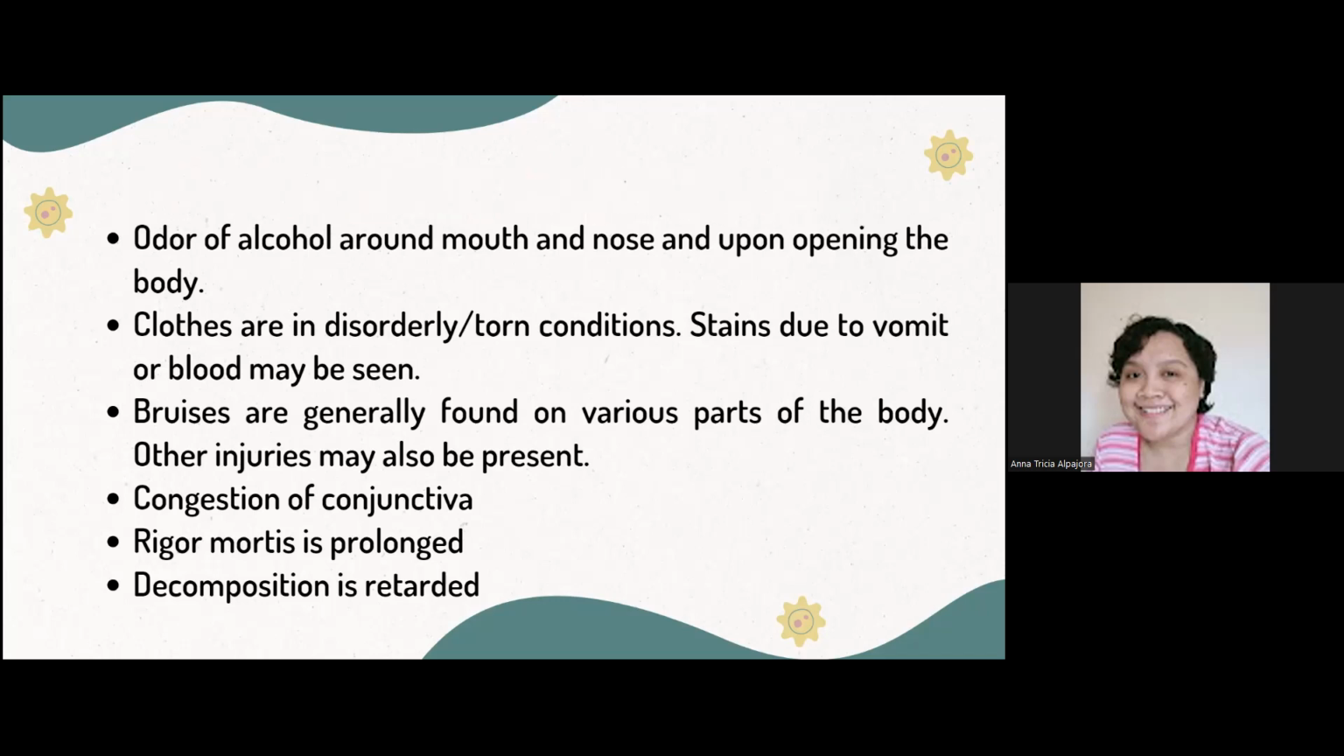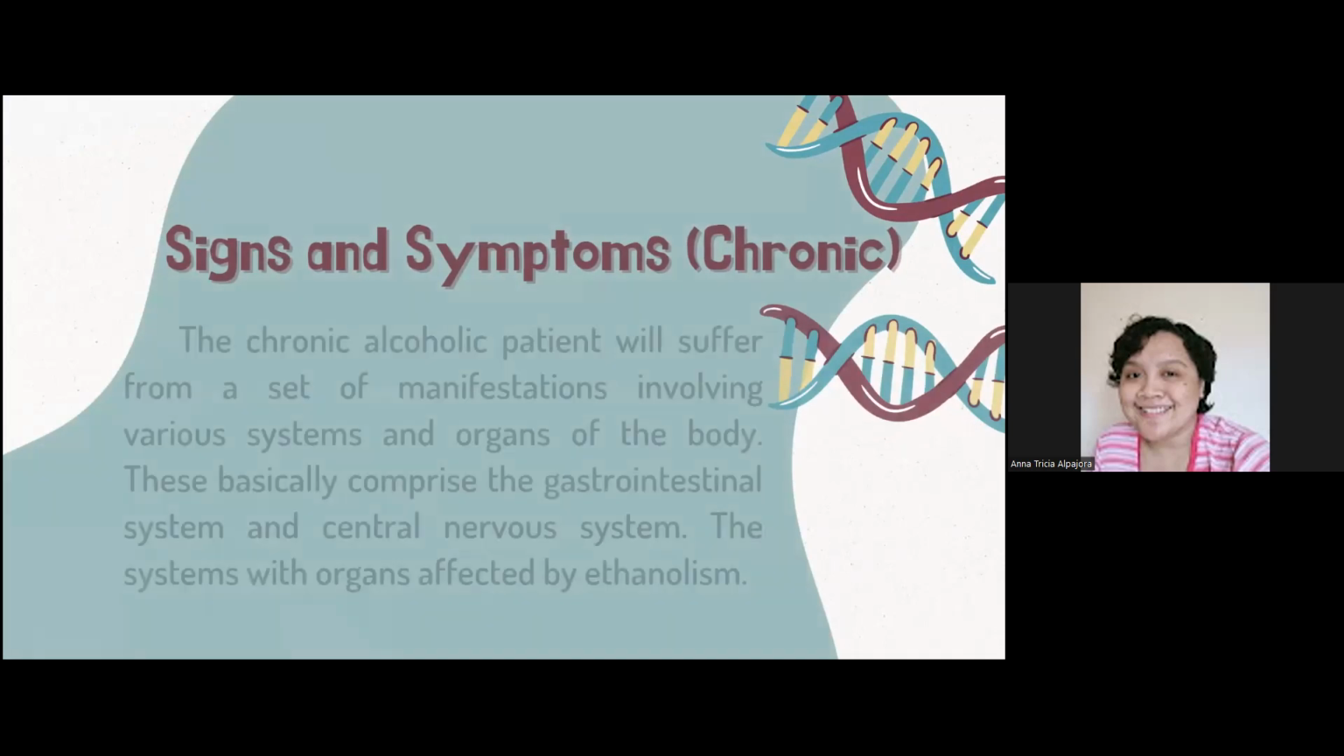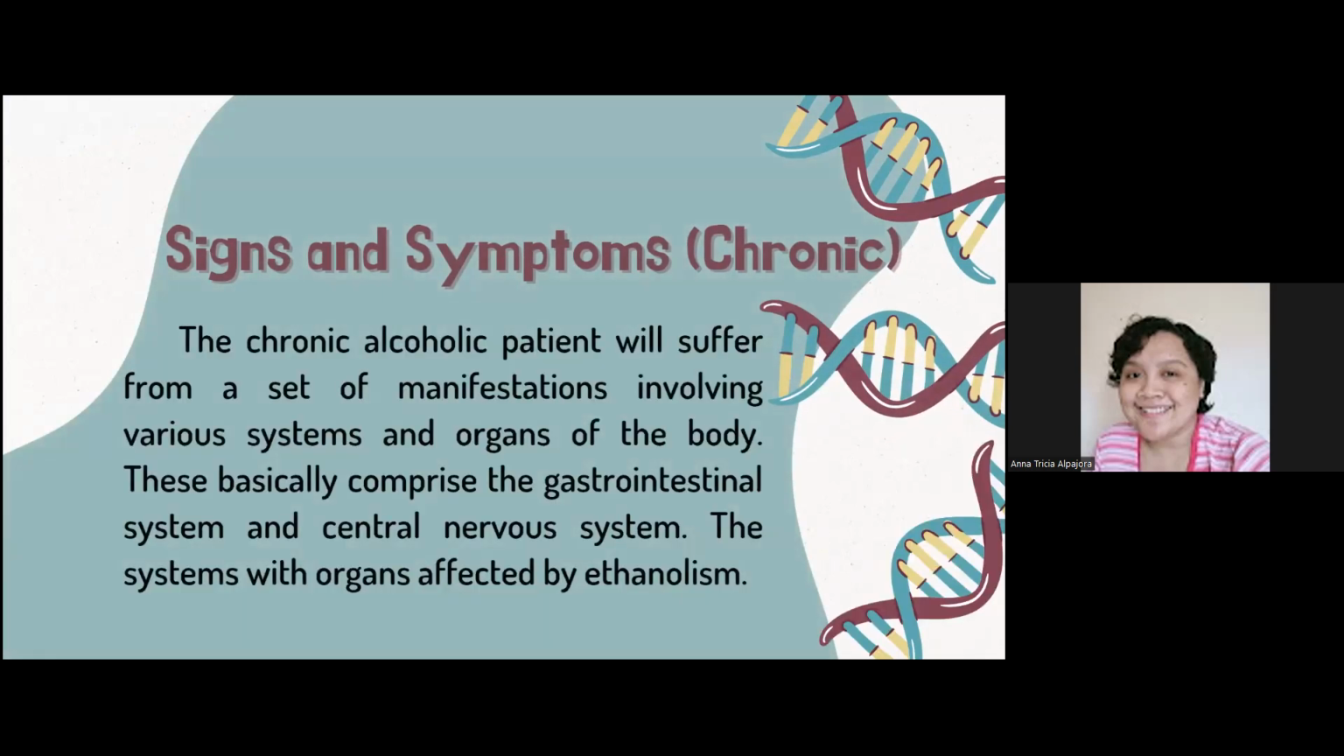So we now go to the signs and symptoms of chronic alcohol poisoning. So yung dinescribe ko po kanina is about sa acute alcohol poisoning, or yun nga pong pag-intake natin ng alcohol in a short period of time and in large amounts. So dito naman sa ating chronic alcohol poisoning, the chronic alcoholic patient will suffer from a set of manifestations involving various systems and organs of the body. So this comprises the gastrointestinal system and the central nervous system.